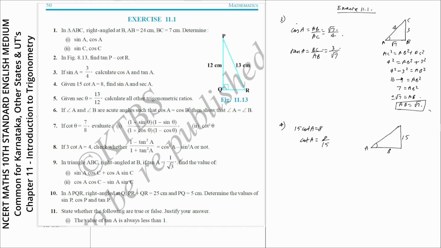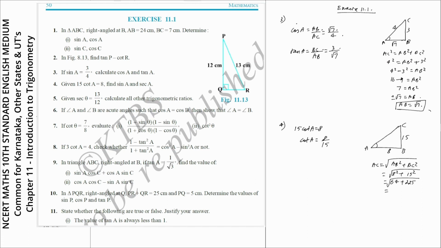Now if I complete this triangle, this is ABC. Now what is AC? So AC is equal to square root of AB square plus BC square. So this is equal to square root of 8 square plus 15 square. So this is square root of 8 square is 64 plus 15 square. 15 square is 225.